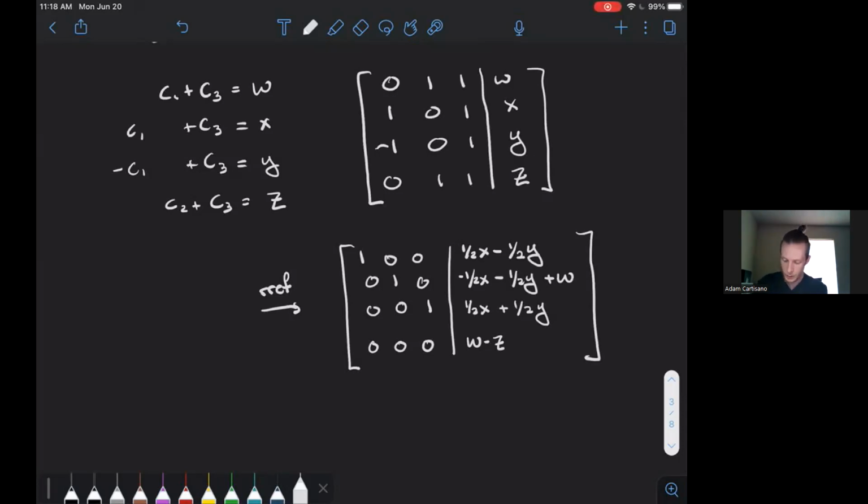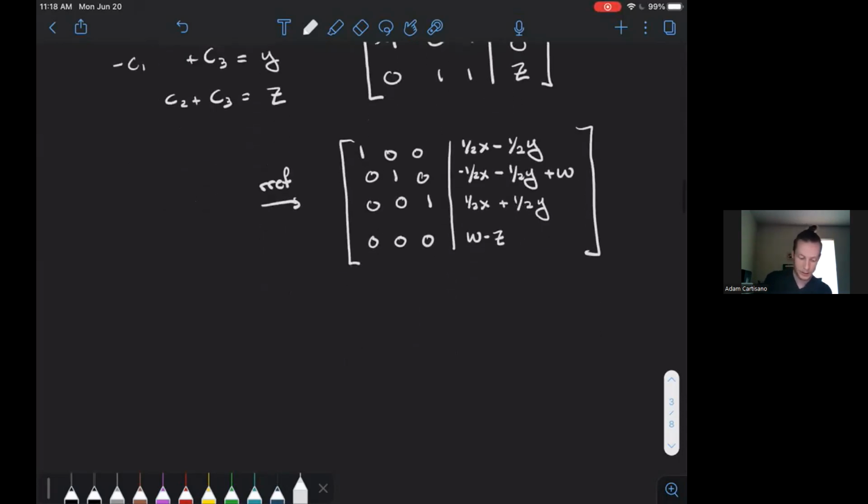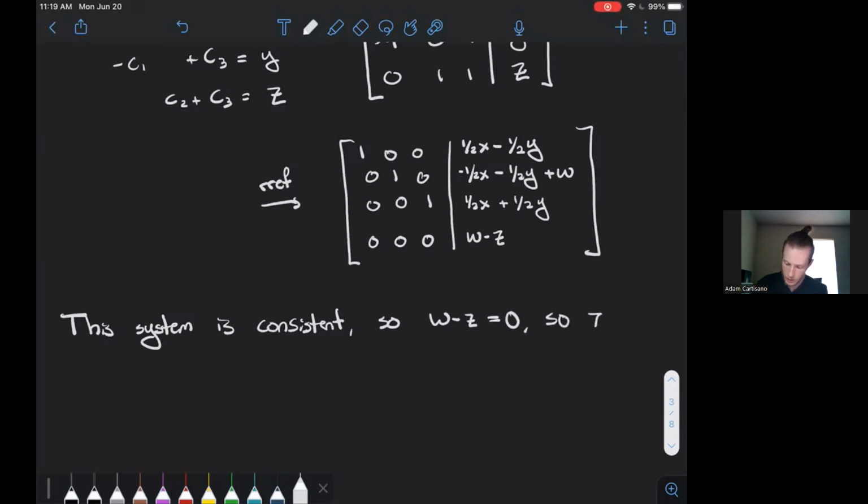That last equation, though, notice it's the only equation that has Z, and for this, we know that this system must be consistent. So that last equation has to be a row of all zeros. In other words, W minus Z has to be equal to 0. So Z has to be equal to W.